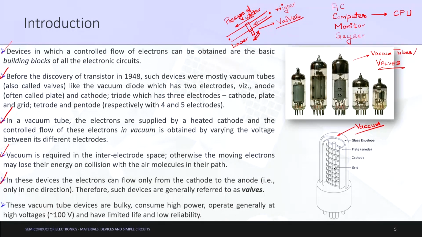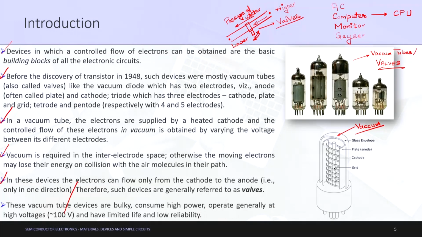Next line is, these vacuum tube devices are bulky. As you can see, these are very much bulky. In the subsequent classes, I will make you understand what the sizes of chips are. When you see the size of a chip and the size of these vacuum tubes, you will see a large difference, even in the order of magnitude. These vacuum tube devices are bulky, consume high power, and operate generally at high voltages.